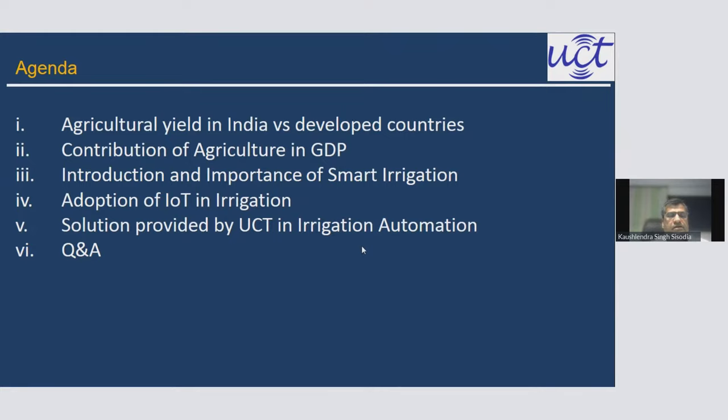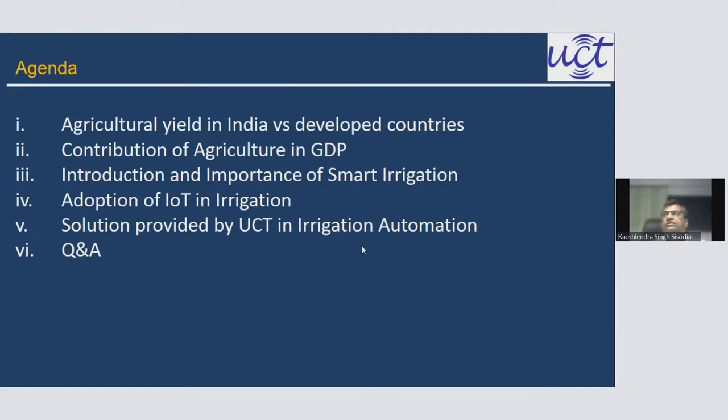Then introduction and importance of smart irrigation. Irrigation is a very critical and implicit part of agriculture. So we have to check what kind of traditional ways of doing irrigation exist, and what are the smart ways or the latest technology-driven methods we are using. Then adoption of IoT in irrigation.